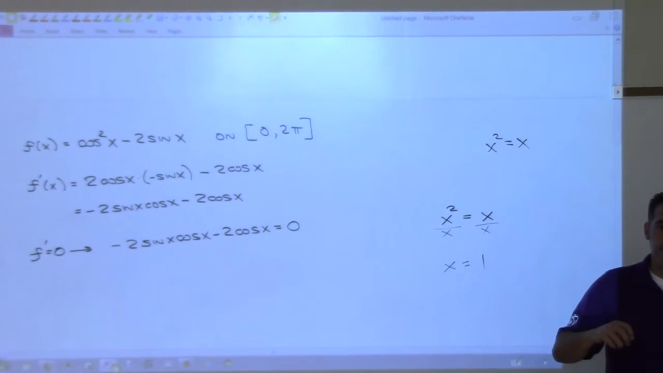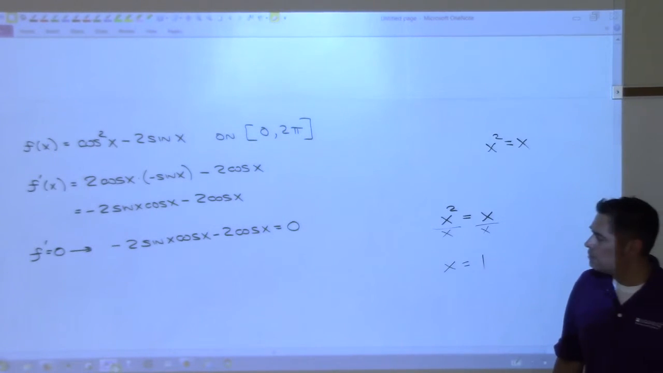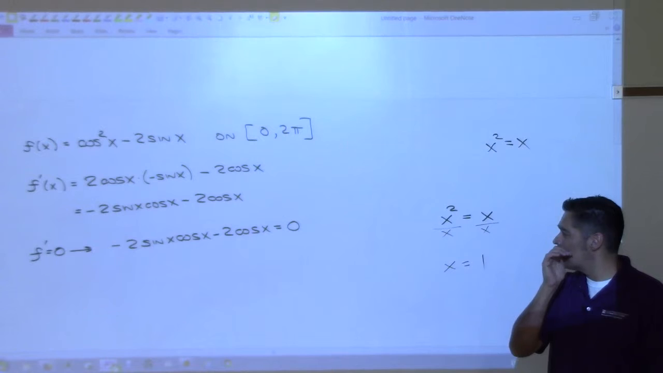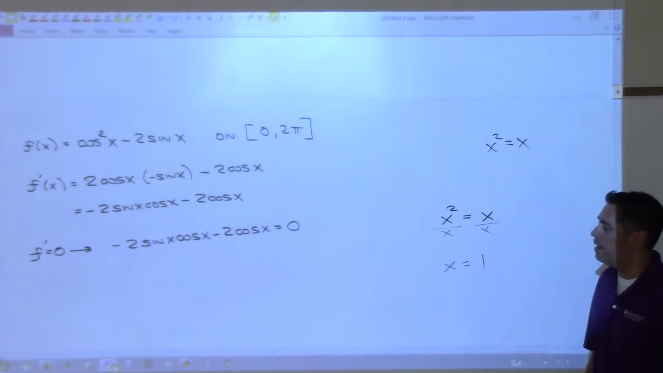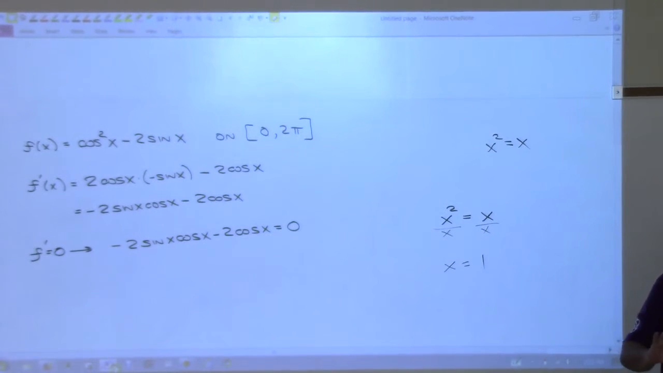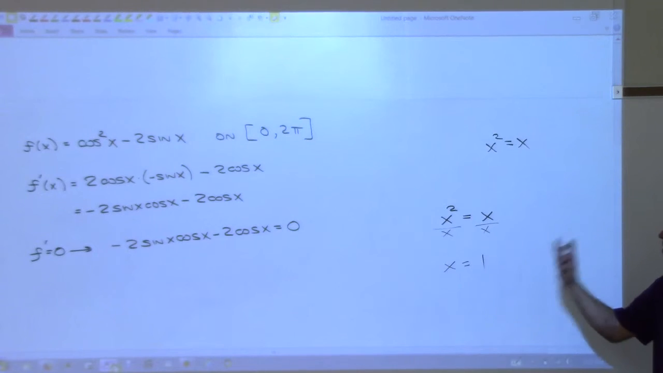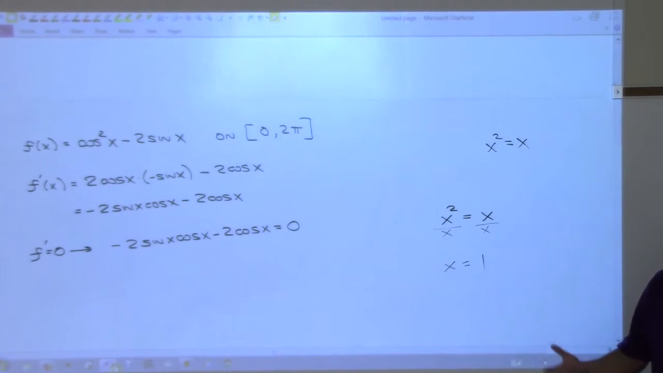No, I'm not saying divide by cosine. I'm saying, if you add 2 cosine to both sides, you'll get negative 2 sine x cosine x equals positive 2 cosine. If you divide the negative 2 on the left-hand side by both sides, you'll cancel the 2's. And that's what I was saying. So it's that way, fine. You end up with sine x cosine x equals cosine x. Okay, so then what would be the next step at that point?